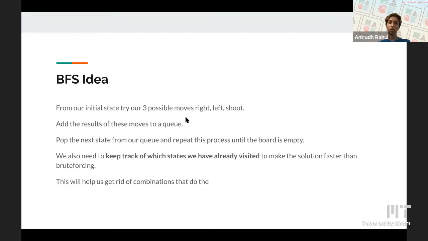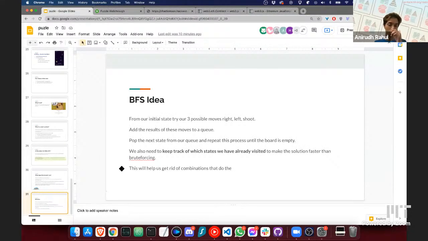So for example, combinations like left, right, shoot are the same as the combination right, left, shoot. So this will get rid of a lot of the redundant possibilities and help you actually run the algorithm within the allotted amount of time, which is 10 minutes for this puzzle, right? So yeah, that was the main solution for the last puzzle.